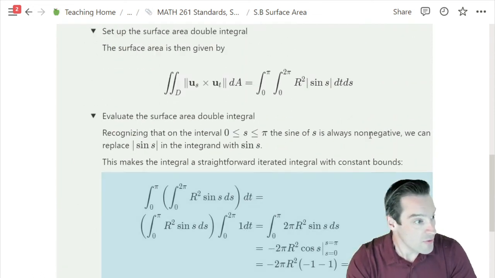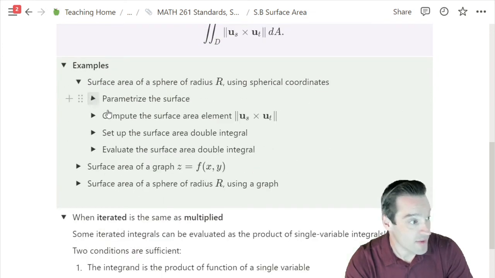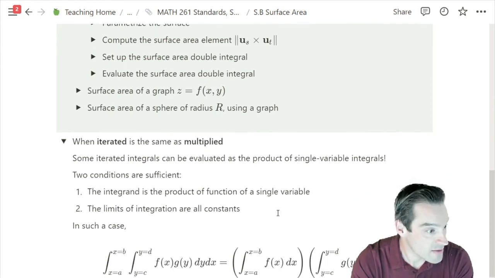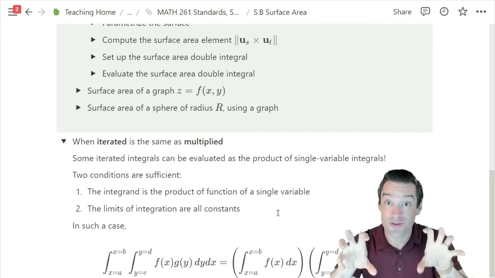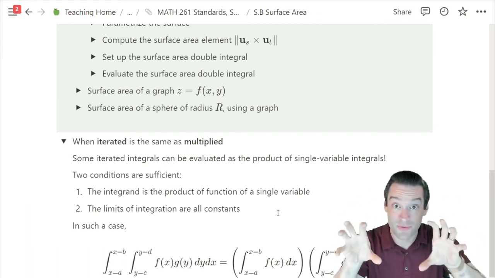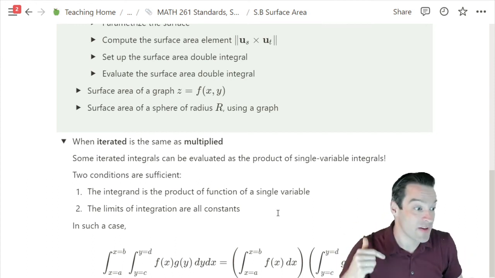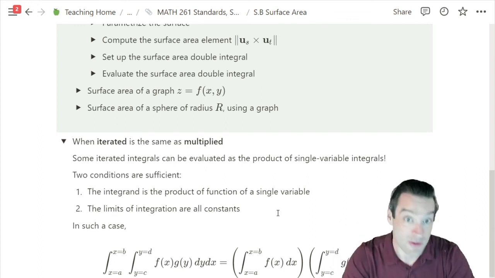So I wanted to present that both to recap the process of computing surface area from a parametrization, and also to give us this little happy accident of what happens when we're integrating a function of x times a function of y. We can write the integrand as a product of two functions, each of which has only one of the variables in it. And when my limits of integration are constants, then instead of an iterated integral, we can just turn it into a product of two integrals.